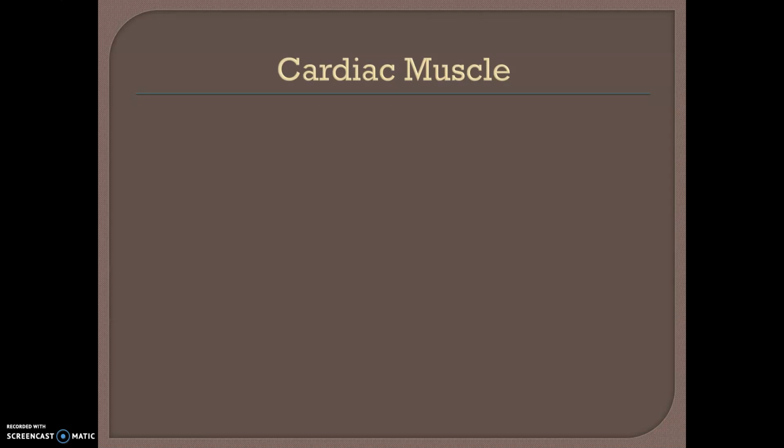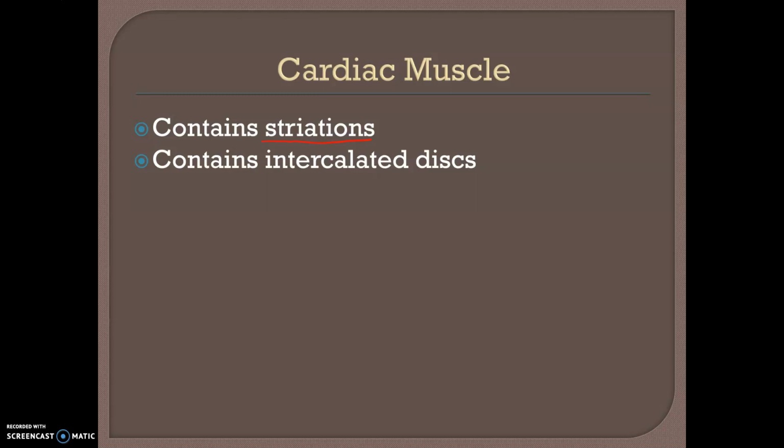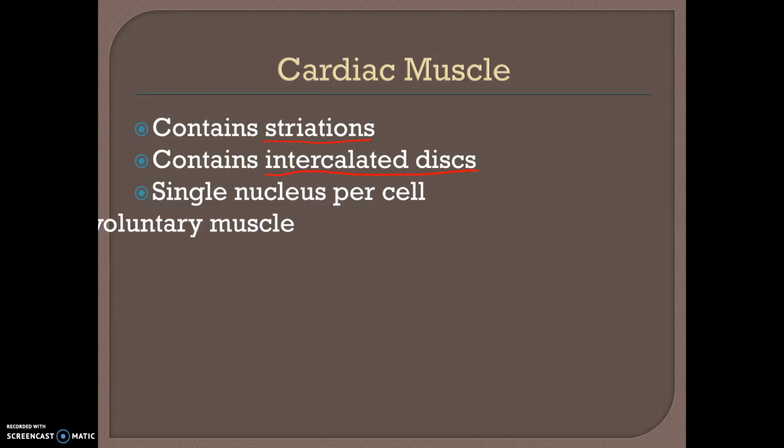Our last muscle that we're going to talk about is cardiac muscle. So if you could guess, cardiac muscle is found in our heart, and that's the only location of this muscle. So this muscle is going to contain those striations. It also has intercalated discs, and I will show you what those look like in just a minute. It also has a single nucleus per cell, so that's something that we're going to use as a distinguisher between our cardiac and our skeletal muscle.